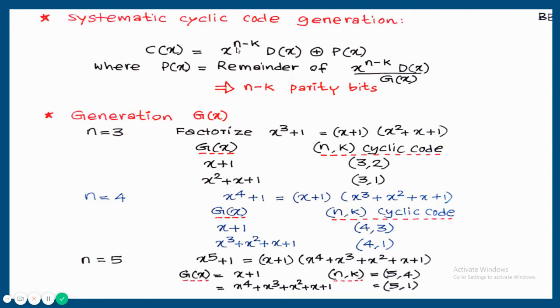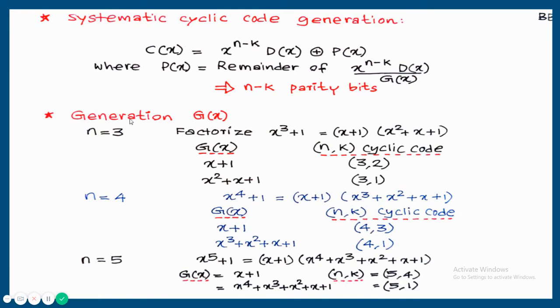Due to this x raised to n minus k multiplication, d of x is always shifted to the left by n minus k positions, or the data bits are shifted to the left by n minus k positions. So there is a vacancy of n minus k bits. Those n minus k vacancies are going to be filled by these n minus k parity bits. That is why the code is always systematic: the first k bits are data bits, the last n minus k bits are parity bits. So for generating systematic or non-systematic codes, first we'll study how to get the generator polynomial.